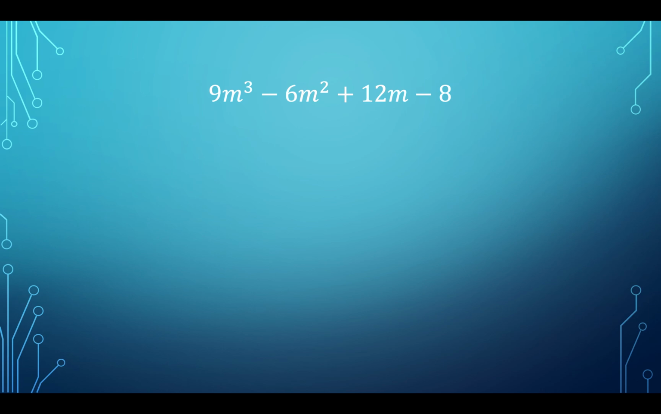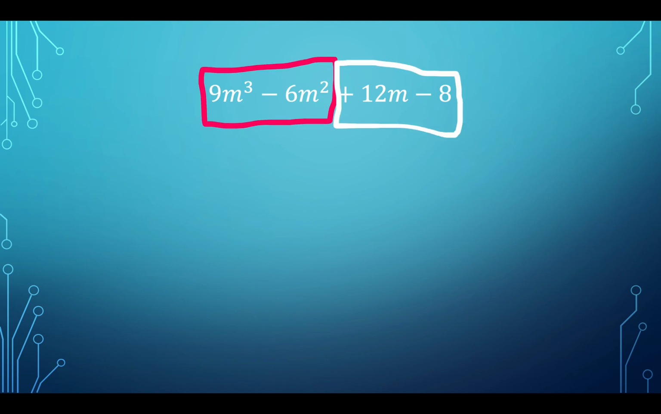Here we have 9m cubed minus 6m squared plus 12m minus 8. Same thing, we're going to group it into two different sets: 9m cubed minus 6m squared, and 12m minus 8. Let's find the greatest common factor of the left-hand side, and that's 3m squared. Our factored form is 3m squared times 3m minus 2. The greatest common factor between 12m and 8 is 4. Factor it out, and we get 4 times 3m minus 2.